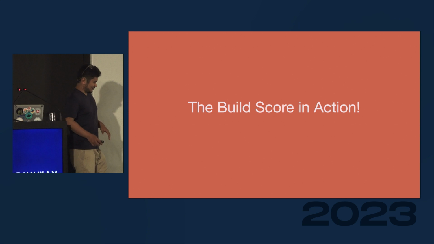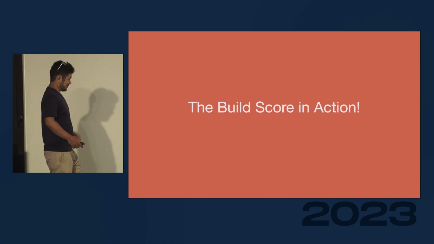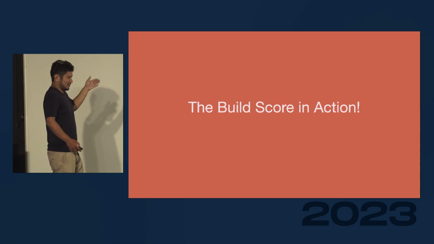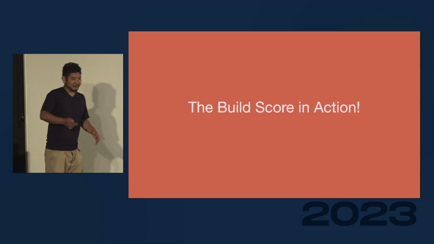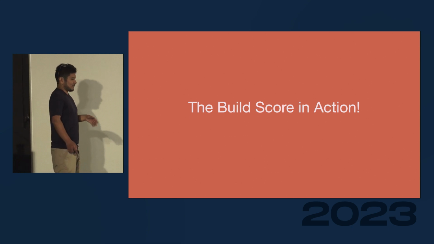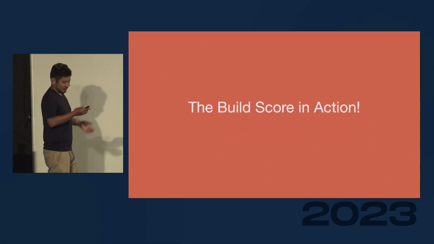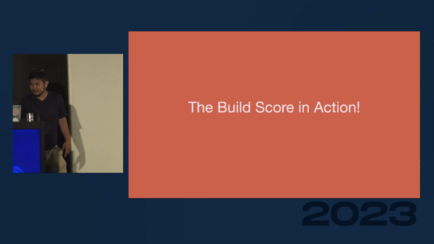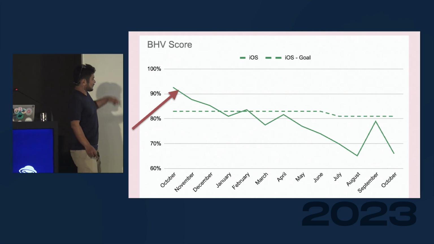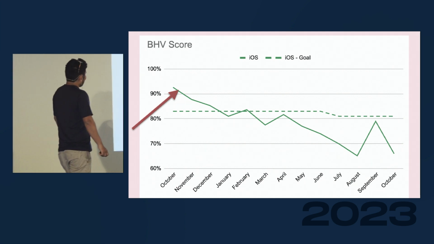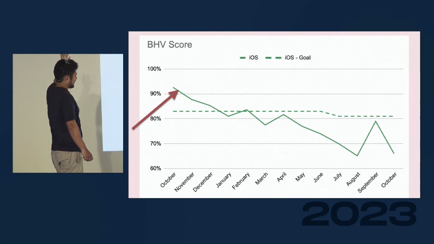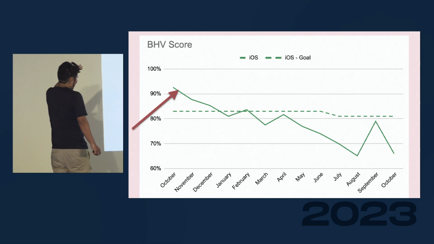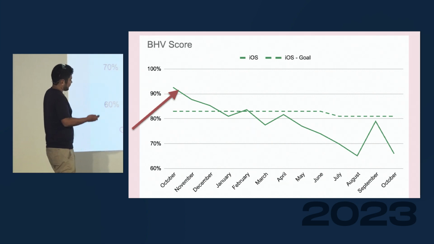Okay, so a lot of talk about what this is and how we calculate it. Now I want to share some examples of how the build score has been useful for us and how it has shown its value. So this is a graph of our build score. As you can see, it started very well last year, but then started dropping down. I just wanted to highlight some of these ups and downs.